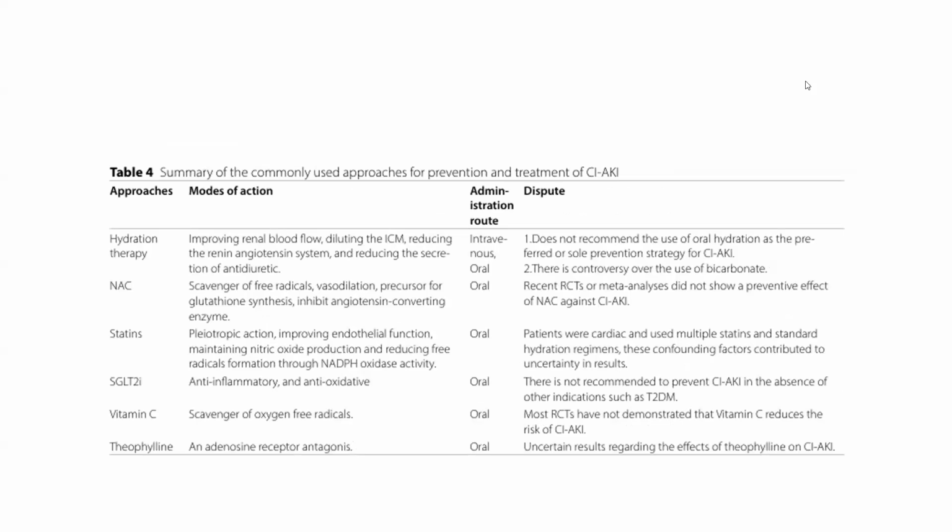Then the summary of commonly used approaches for prevention and treatment of CAIN, that is hydration therapy, which improves renal blood flow, dilutes ICM, and reduces the renin-angiotensin system and reduces secretion of antidiuretics. Then NAC, that is a scavenger of free radicals, vasodilator, precursor of glutathione synthesis, and inhibits angiotensin converting enzyme.